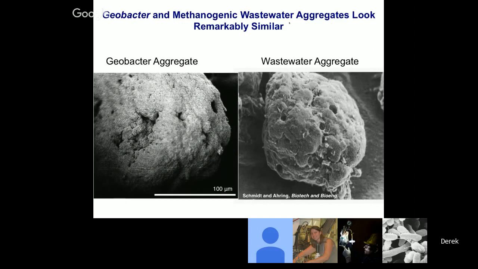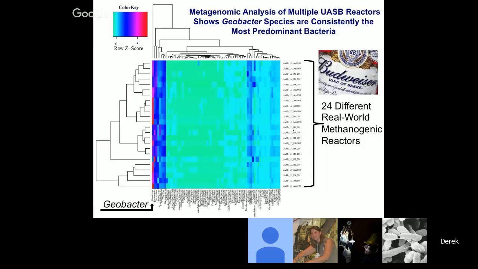So as we were working on these Geobacter aggregates, and this is scanning electron microscopy, we noticed that their morphology was a lot like aggregates that are recovered from anaerobic wastewater digesters converting various organic waste to methane. So we were really interested in this, of course, and started looking at various anaerobic digesters treating brewery waste. These are Anheuser-Busch digesters converting brewery waste to methane. And from metagenomic analysis, we could see that there was a really high abundance of Geobacter.